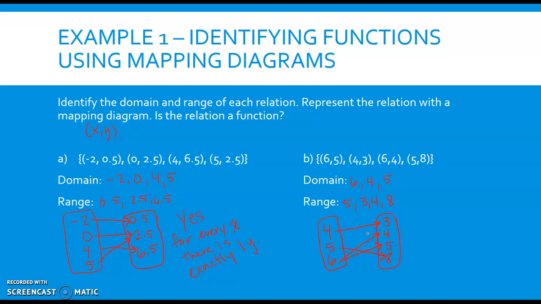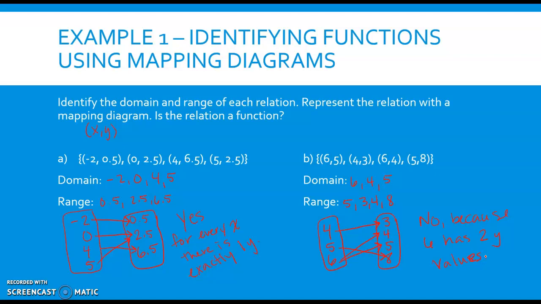Now, when I go to ask myself, is this relation a function? It's not. Notice that there are 2 arrows going from the 6. So this is no. And the reason is because 6 has 2 y values. Oops, ES, not just S.